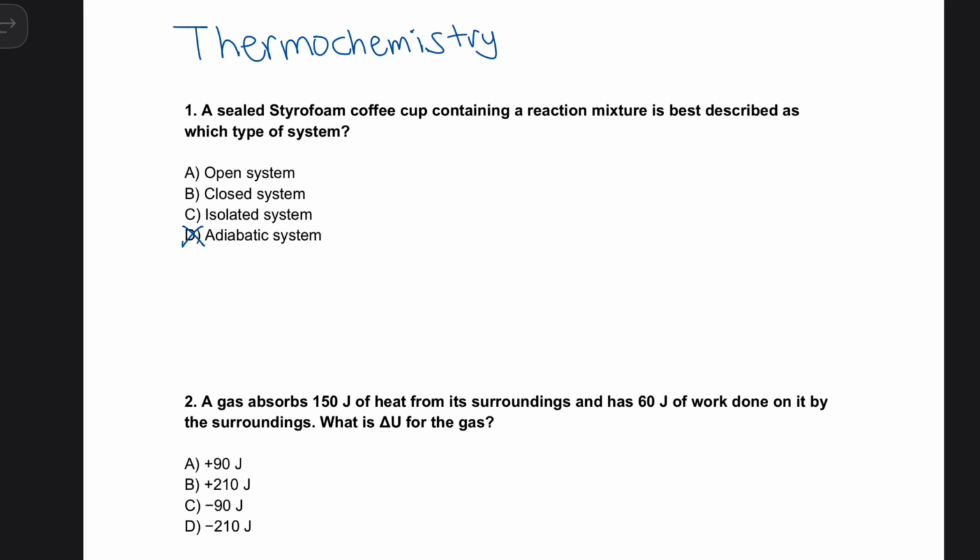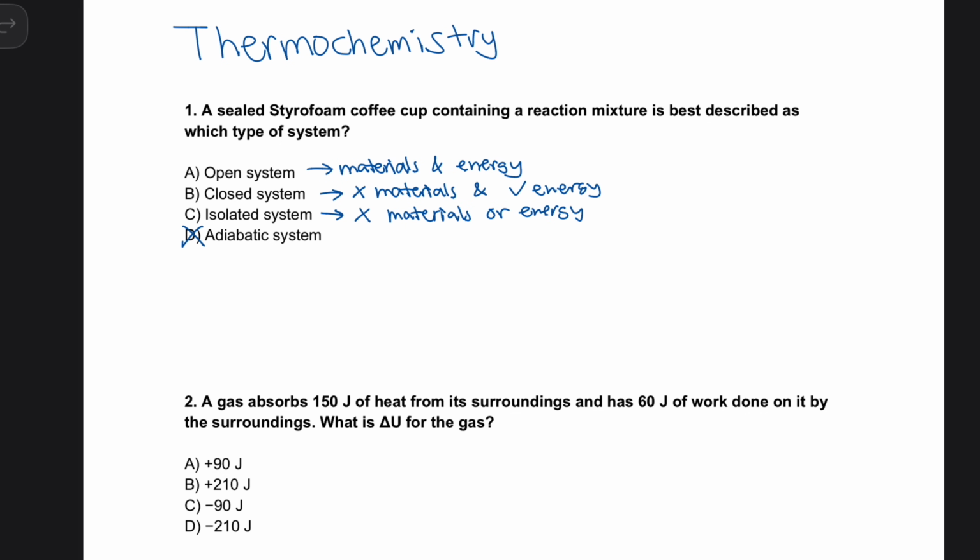So an open system has exchange of materials and energy. A closed system does not have exchange of materials, but it can exchange energy. And then an isolated system cannot exchange either materials or energy. So which one is a sealed styrofoam coffee cup? This is a closed system.